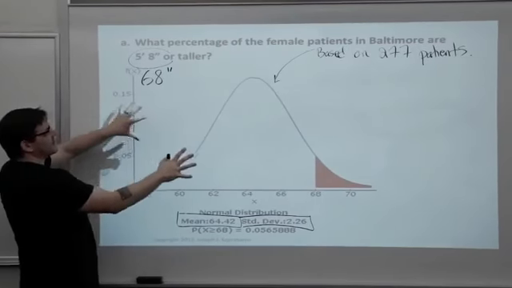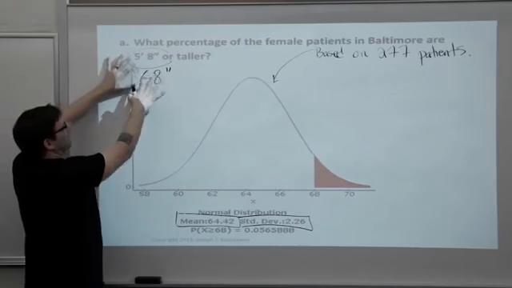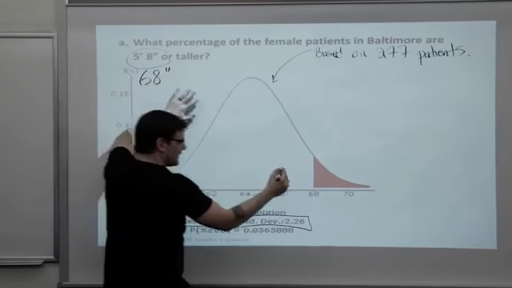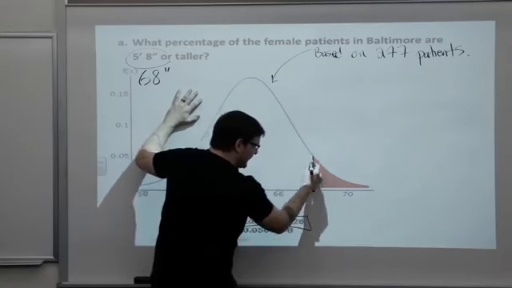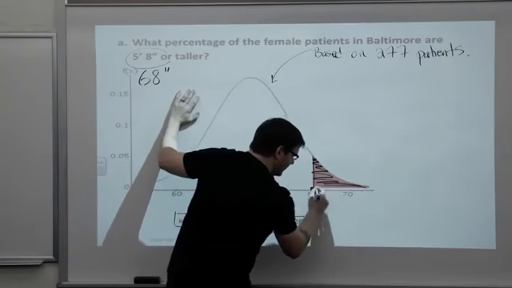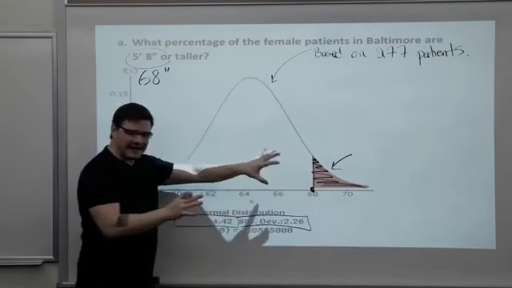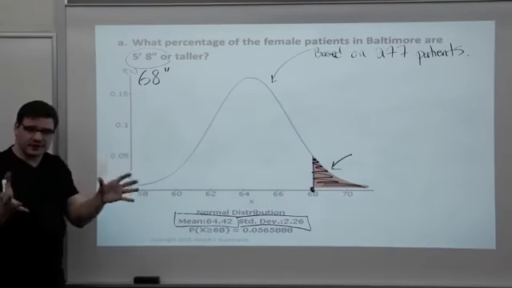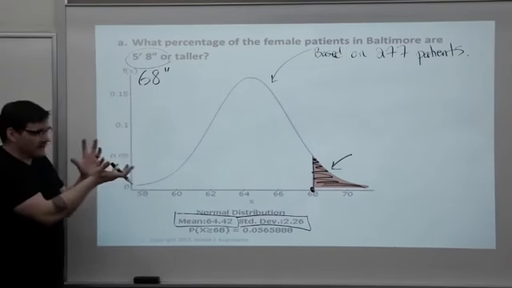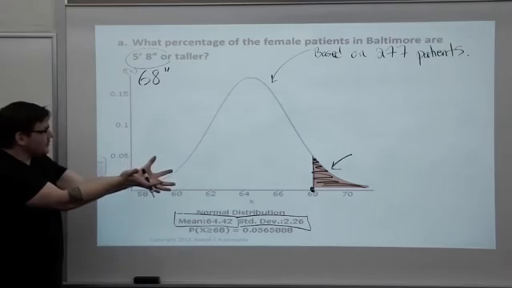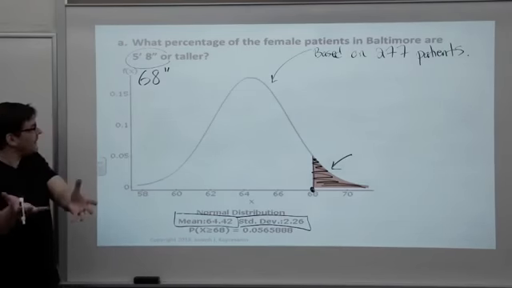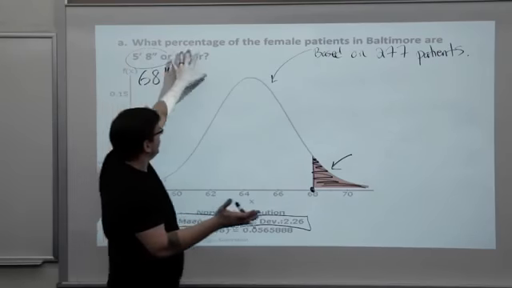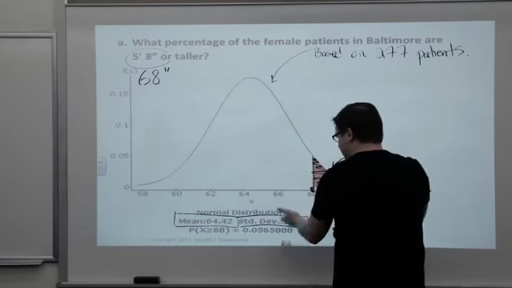To answer the question, it's pretty easy. I want 5'8" or taller, which is 68 inches. All I do is go under my normal model here from 68, and because we want "or taller," we go up. And that shaded area is the answer to the question. So we'll do this often, but areas under the curve correspond to probabilities or proportions of the whole population. So what percentage of the female patients are 5'8" or taller?